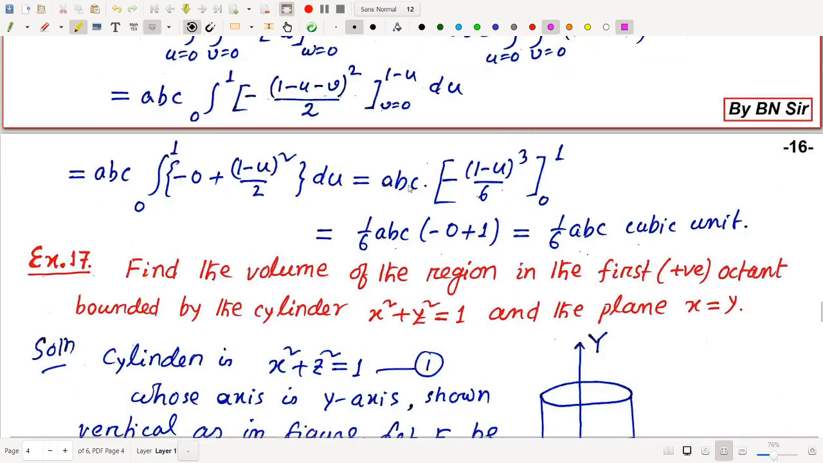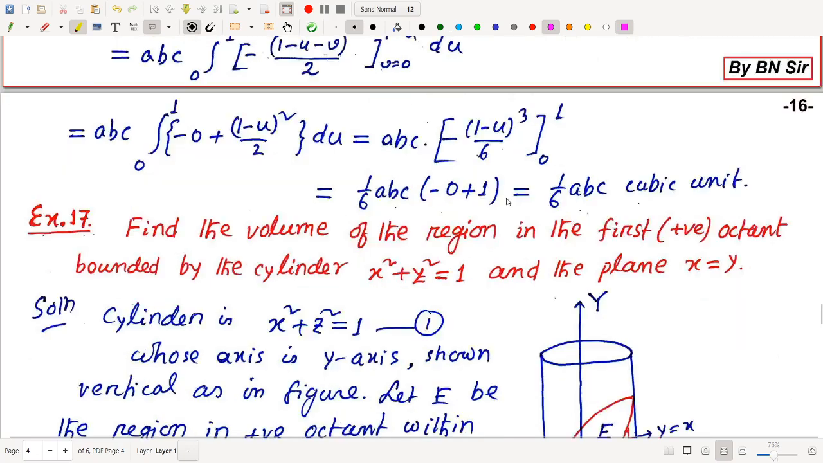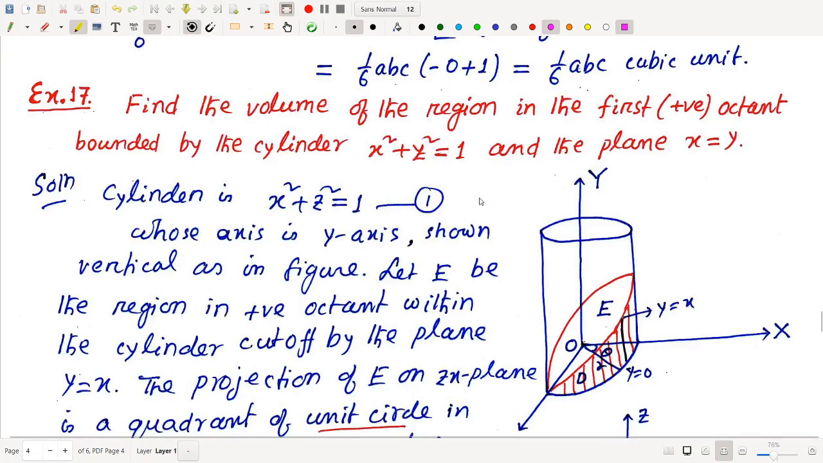And finally it is abc, and if we integrate 1 minus u whole square with respect to u, it will be 1 minus u cubed by 3 with a minus sign, so it is 6, 2 into 3 is 6. So finally when u is 1 it is 0, when u is 0 it is 1, so minus 1, 0 minus 1 gives plus 1 by 6 abc cubic unit, the volume of the tetrahedron.